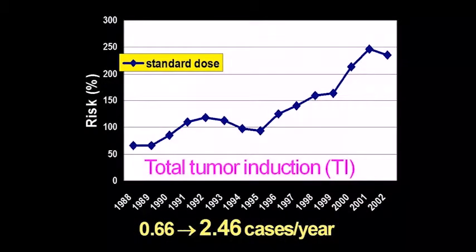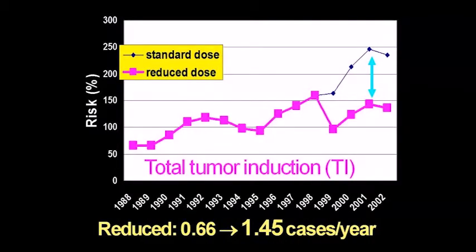So we then added all that up and came to the estimated total tumor induction, which went from 0.7 to 2.5 cases per year of our practice at MGH. And then if we applied reduced dose in all of those cases after it was instituted, we could cut that down to 1.5 cases per year. So there's something to be gained there.